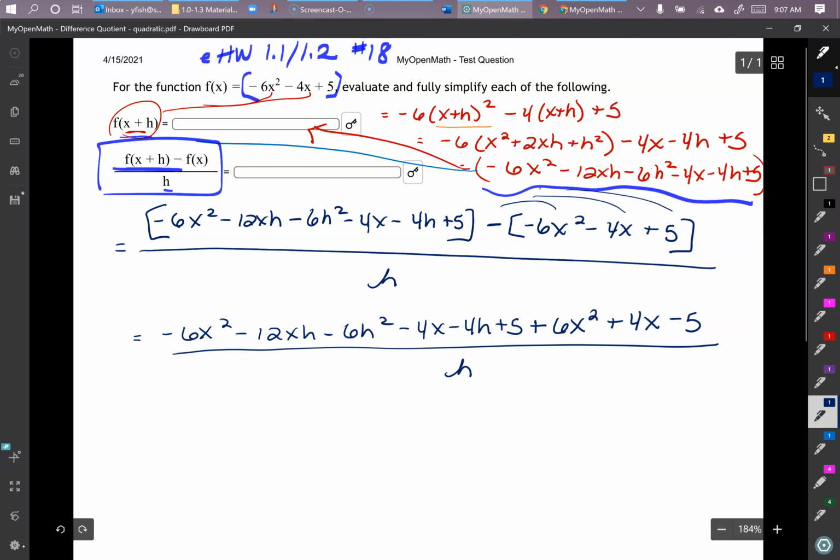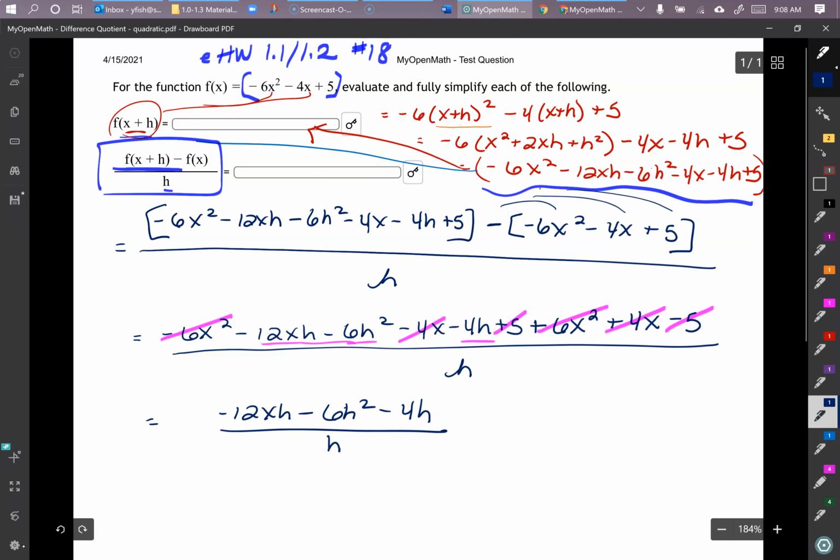Then I'm going to go through and see what cancels. You should end up with some things that cancel nicely. So we have a negative 6x squared plus 6x squared. We have a negative 4x and a plus 4x. We have a plus 5 and a minus 5. And so we are left with these pieces here. So I'm going to write that out for you. So we have negative 12xh minus 6h squared minus 4h, all divided by h.